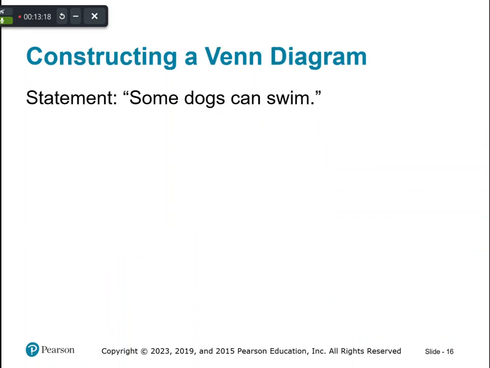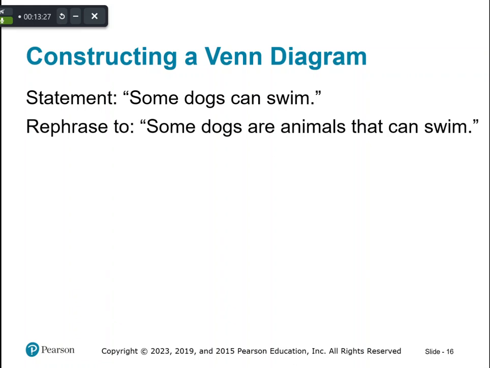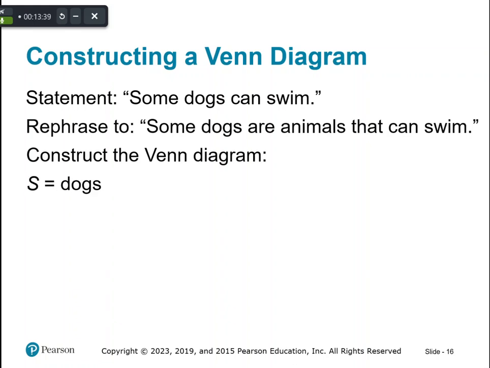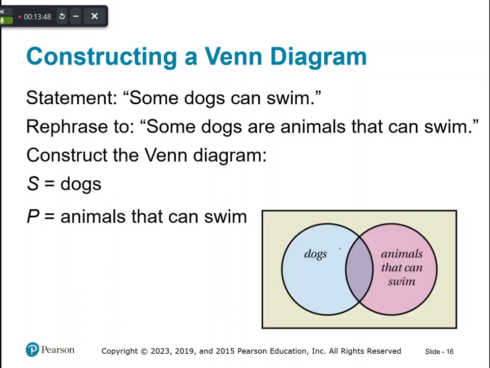Okay, here we go. The statement, some dogs can swim. We want to construct the Venn diagram. We're going to rephrase this as some dogs are animals that can swim. The reason we add are animals is so we could set up our rectangle. We're going to construct the Venn diagram where S, the subject, is dogs, and P are animals that can swim. So some dogs can swim. So some dogs overlaps the set of animals that can swim. That's where they put the X, but I got a squiggle there, so same thing.